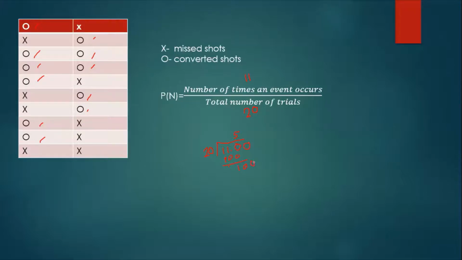Bring down 0. 100 divided by 20, that is 5. 5 times 20, that is 100. And 100 minus 100 is 0. Now this time, for our answer, we have 0.55. And to convert this one into percent, just move our decimal point 2 places to the right, 1 and 2, and then affix the percent symbol. So, in our experimental probability, the probability of the shots that are converted out of 20 attempts, we have 55%.